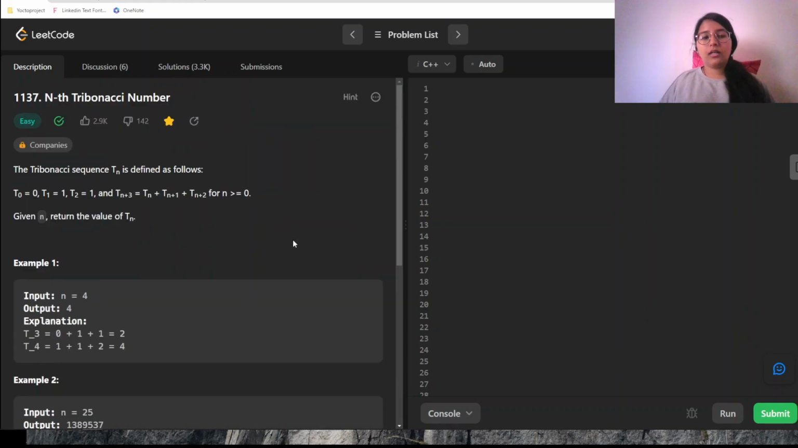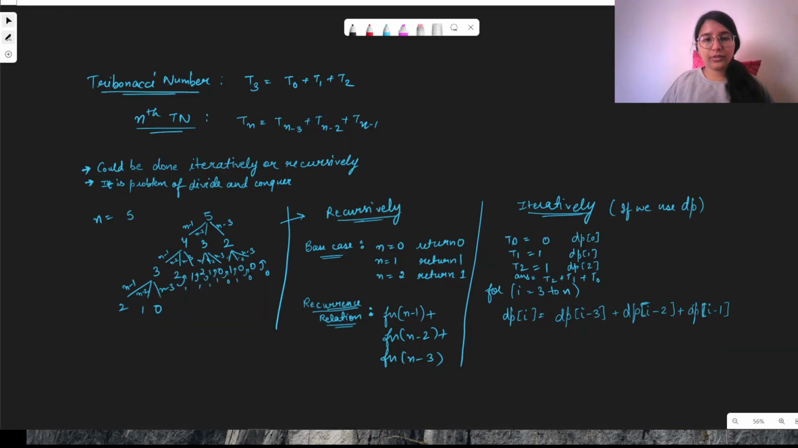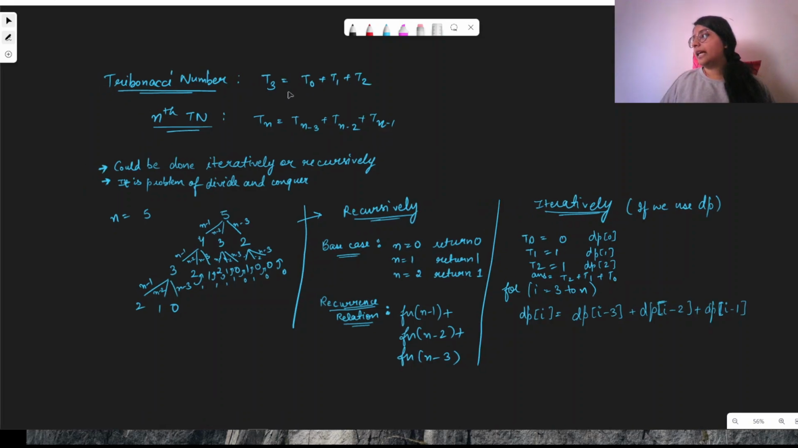Now let us go ahead with the explanation. So here, our third term would be something like T0, T1, and T2. The addition of all these three will give us this third term. Our nth term would be Tn equals Tn minus 3, plus Tn minus 2, plus Tn minus 1. This is how our nth term would be.